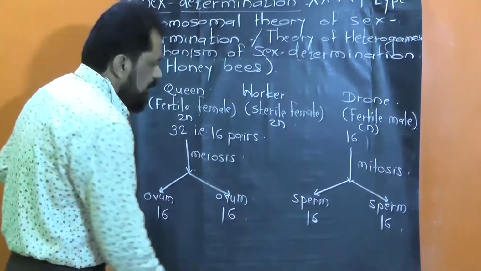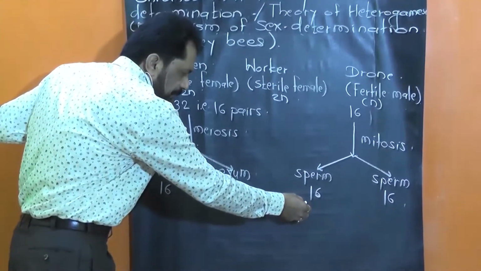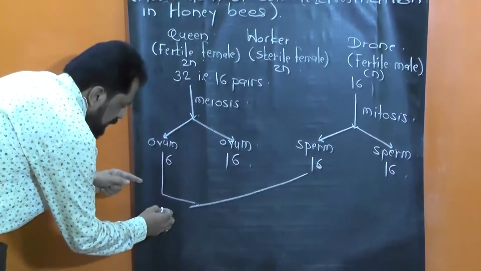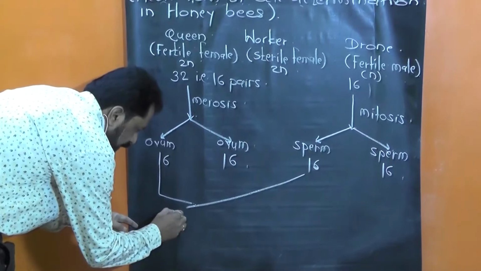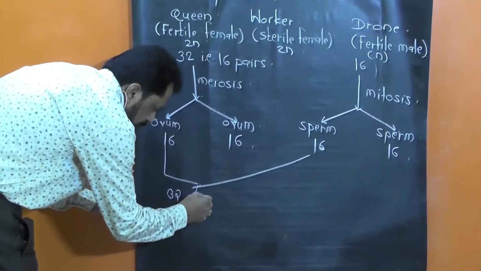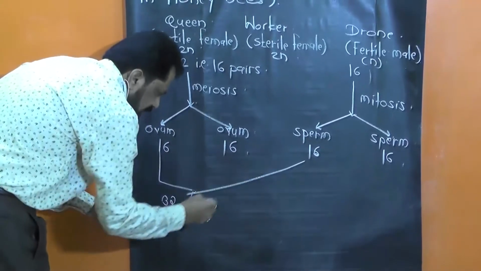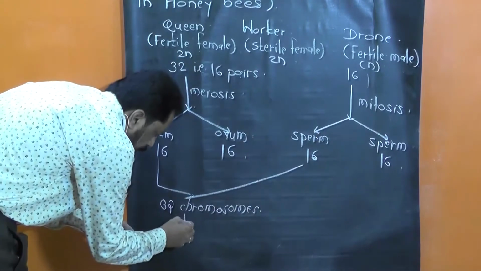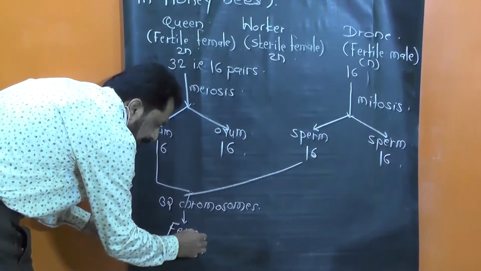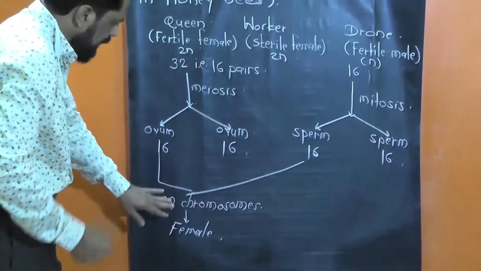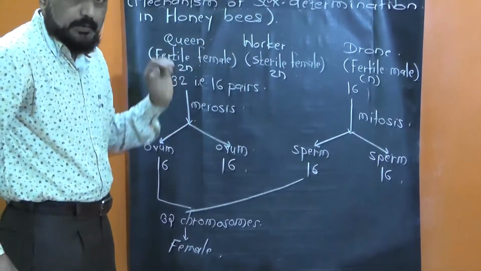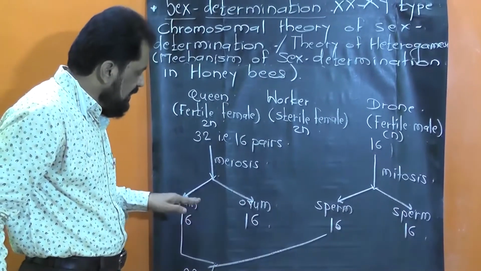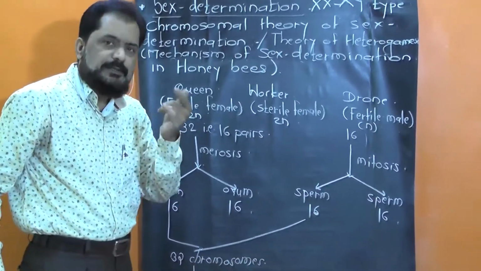Now, when the sperm, that is the male gamete, unites with the female gamete, then the resultant zygote is with 32 chromosomes. 16 pairs, 16 plus 16, 32 chromosomes. And this zygote develops into a female individual, that is either queen or worker. Again, I would like to add one more point. From all fertilized eggs, the females are developed.